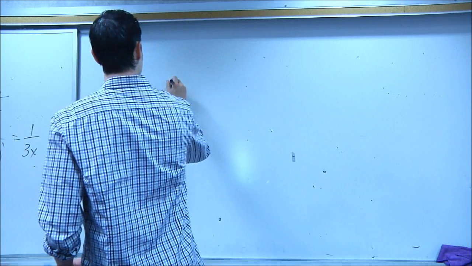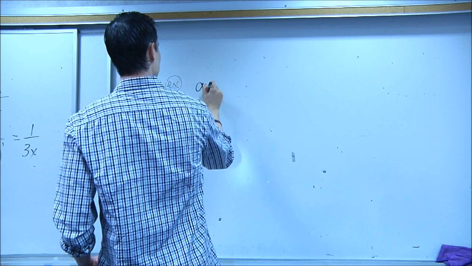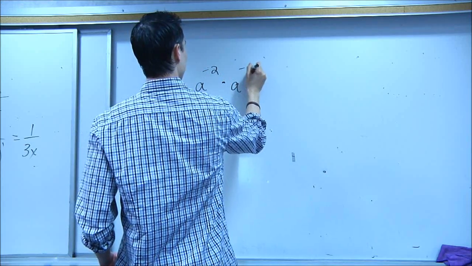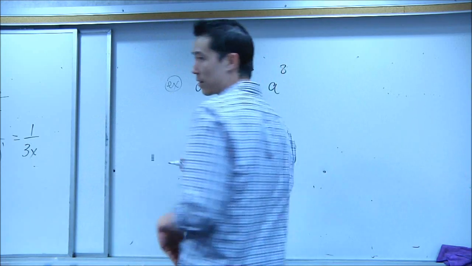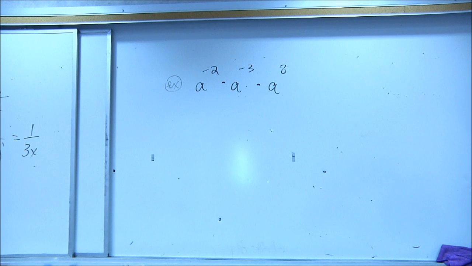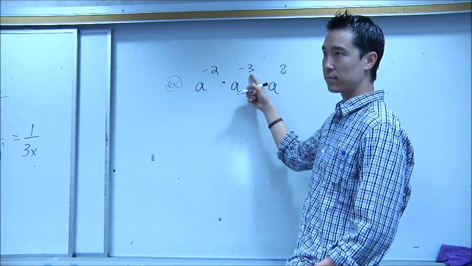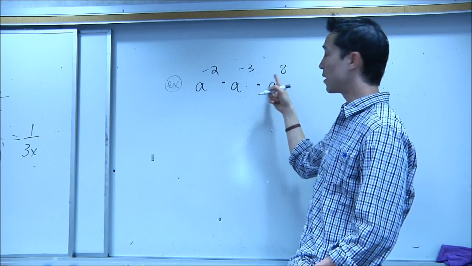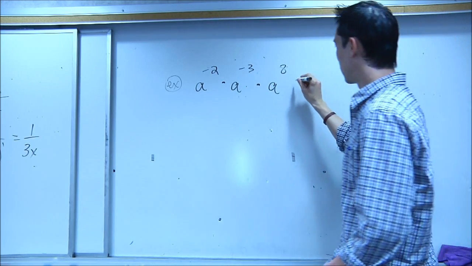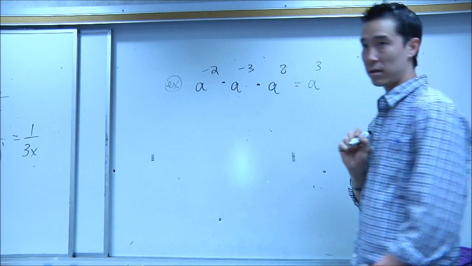All right, how about this example? A squared times a to the negative 3rd times a to the 8th. A to the negative 2 times a to the negative 3 times a to the 8th. What do I do when I have all the same base and I'm multiplying? What do I do with the exponents? You add them up, right? So what is negative 2 plus negative 3? Negative 5 plus positive 8. Your answer would just be a to the 3rd. Okay?